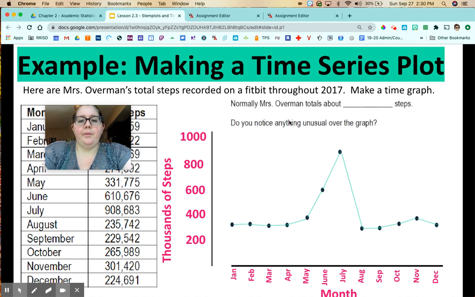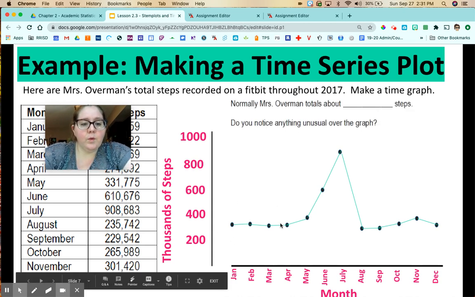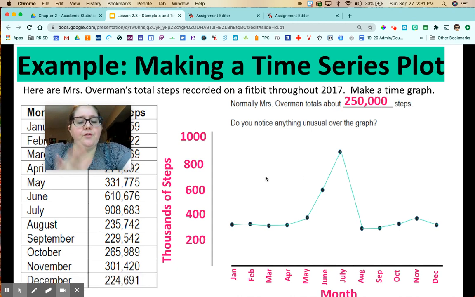So once we've graphed it, we can maybe answer some questions about what are the patterns that we see. So for example, on your notes, it says that normally Mrs. Overman totals about, we'll say around 250,000 steps, maybe 240,000. That's kind of the general pattern, maybe a little less or a little bit more, but usually her steps are in about that range every month. And then the question is, do you notice anything unusual over the graph? So most of the time she's totaling about 250,000 per month.